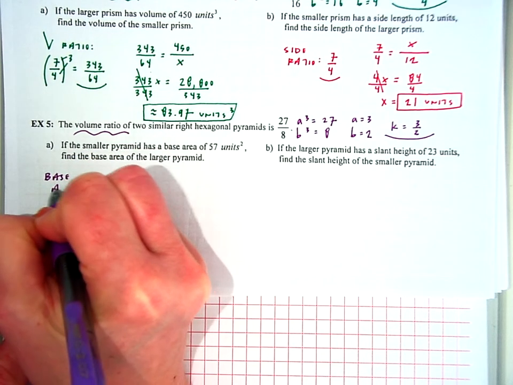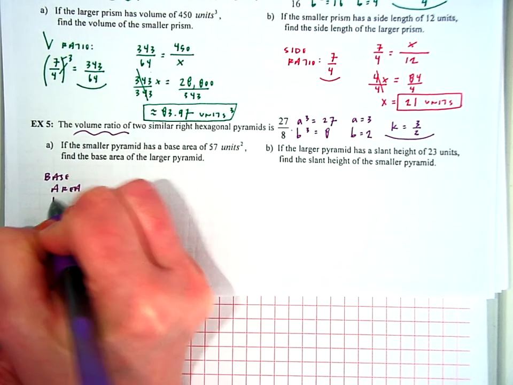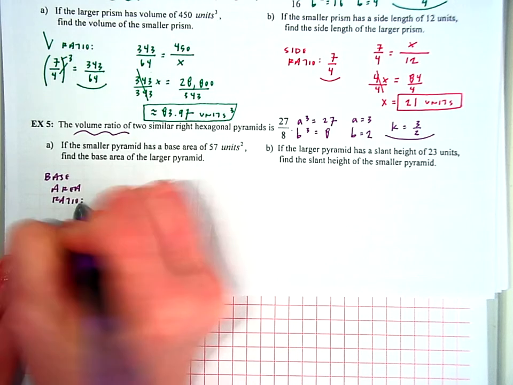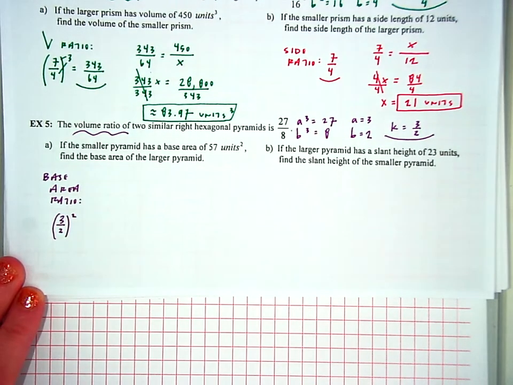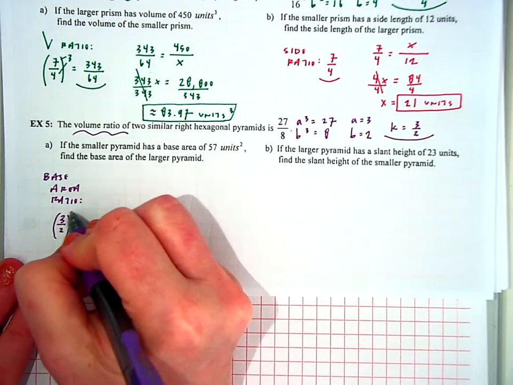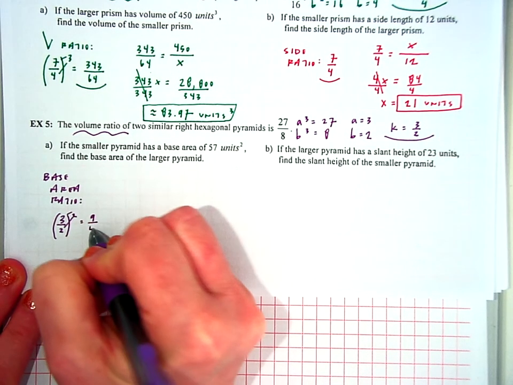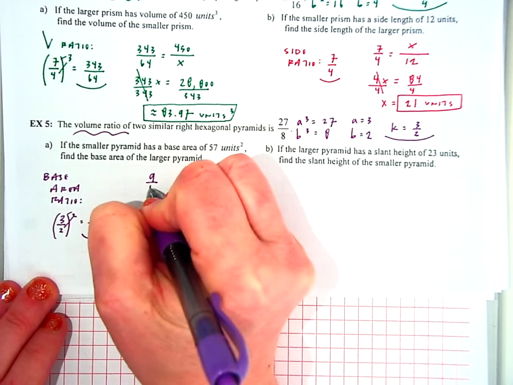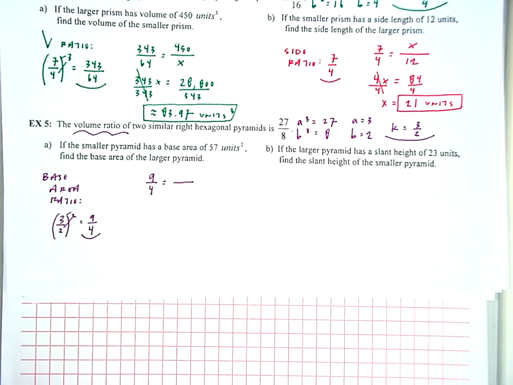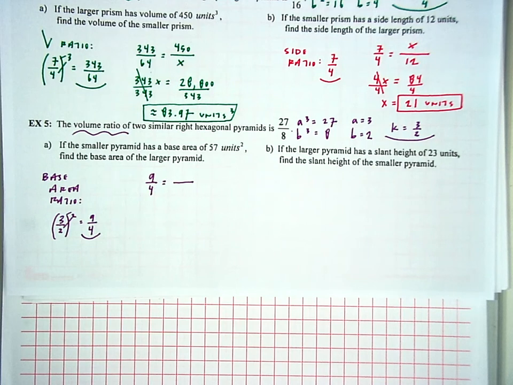Okay, so in A, if the smaller pyramid has a base area of 57 square units, find the base area of the larger pyramid. So I need a base area ratio. I take that scale factor and I square it because I'm dealing with area. So 3 squared is 9, 2 squared is 4. So my ratio here for my base area, for any area, is 9 to 4.